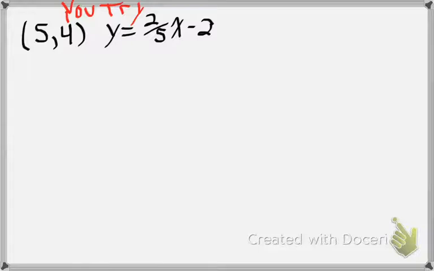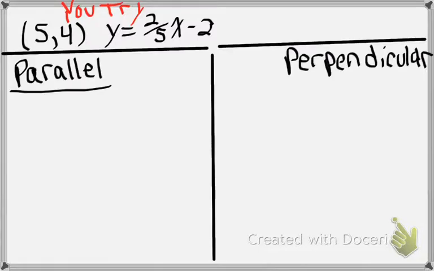So you try this one. All right, so you hit pause and give these a shot. You treat it as if this was 2 separate questions. Write one equation where it's parallel to theirs, and write one equation where it's perpendicular to theirs. But make sure you find the slope first. Hit pause and give these a shot.